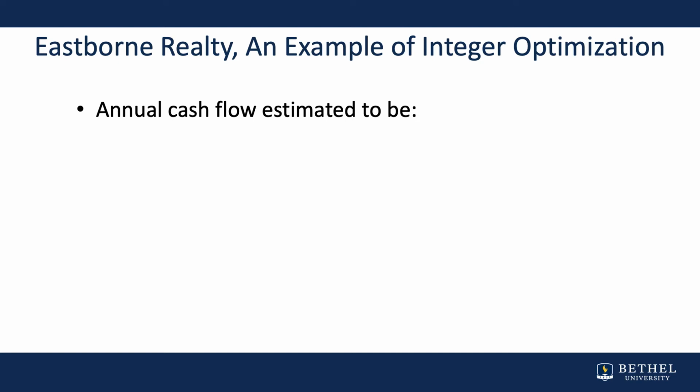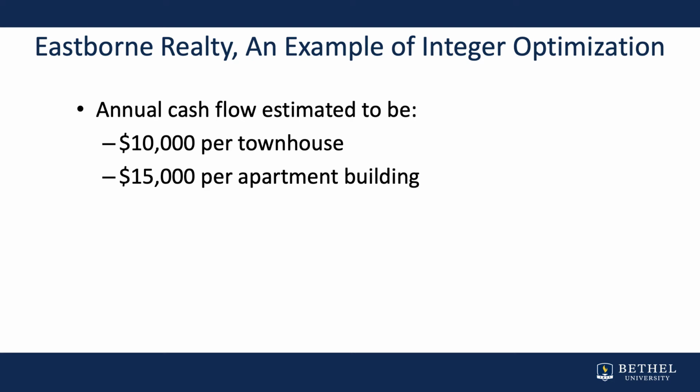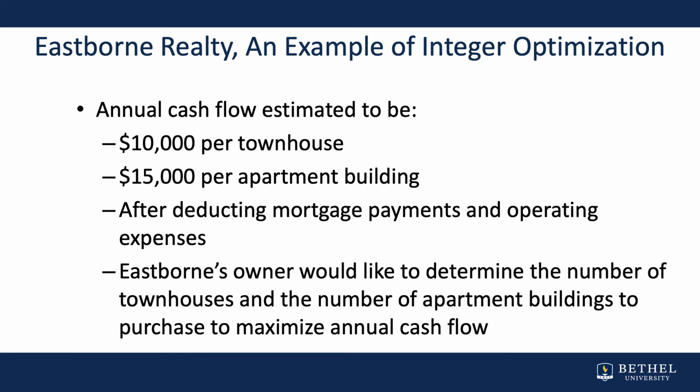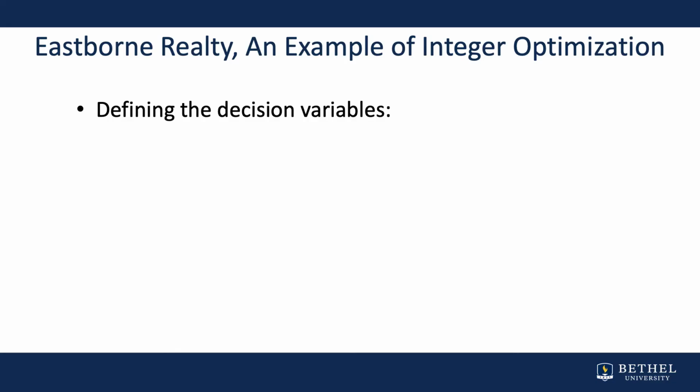Let's talk about annual cash flow. The cash flow per townhouse is expected to be $10,000. The cash flow per apartment building is expected to be $15,000. And that's after deducting mortgage payments and operating expenses. Eastborne's owner would like to determine the number of townhomes and the number of apartment buildings to purchase to maximize annual cash flow. So you're starting to hear what the objective function is, and you're starting to understand what the constraints are. Let's define our decision variables.